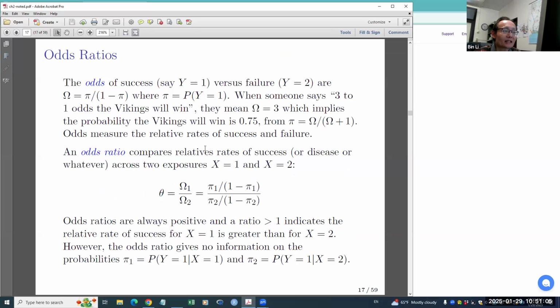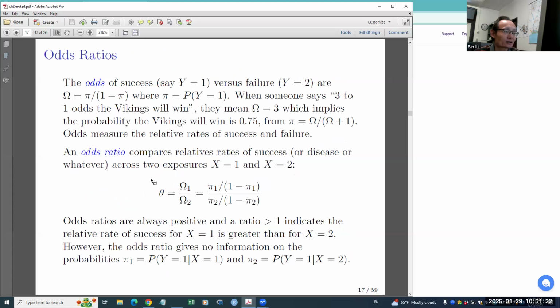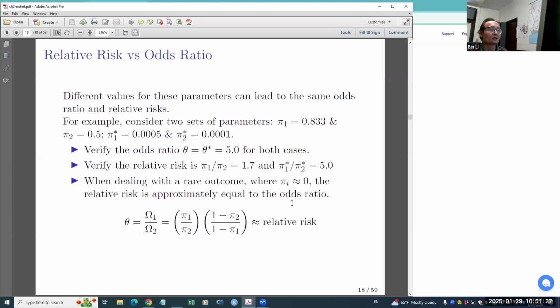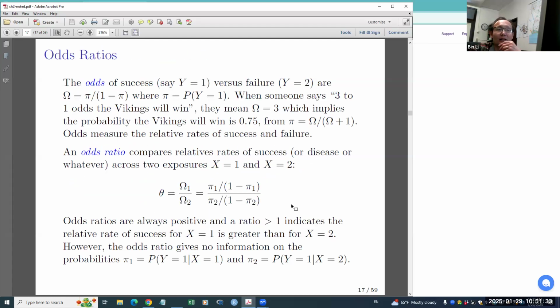But that is not a problem for the odds ratio. And you may ask why? Why can odds ratio be estimated when it still needs pi 1, pi 2? If I cannot estimate pi 1 and pi 2, how can I get this, right? So that's the most interesting part, which you will see in the next few slides.